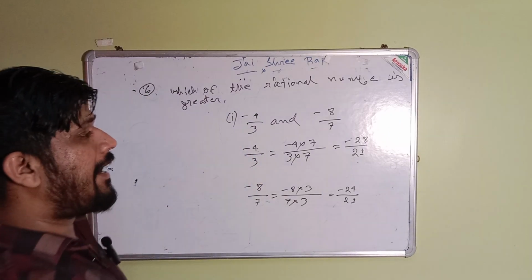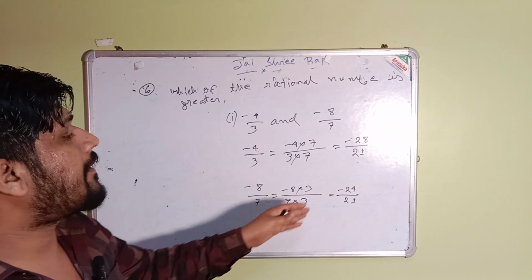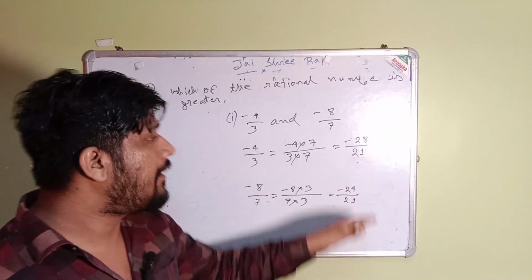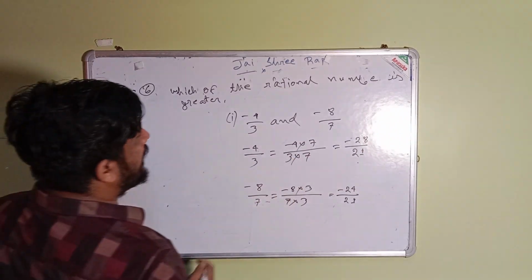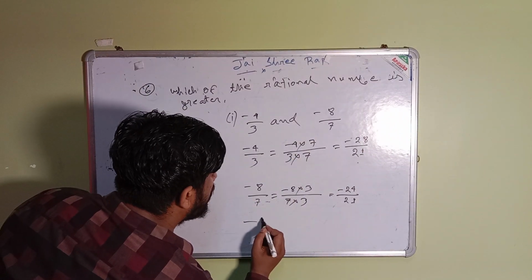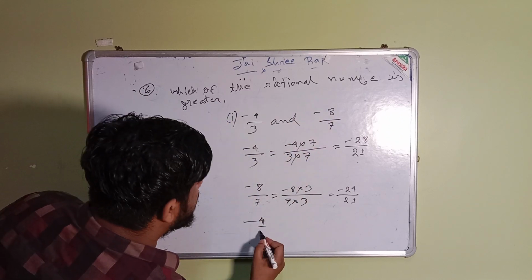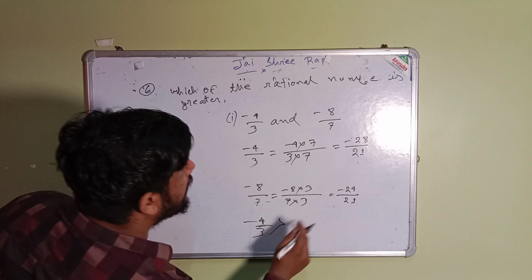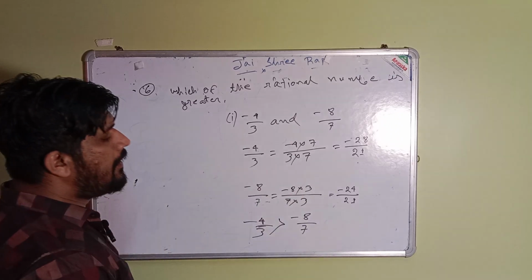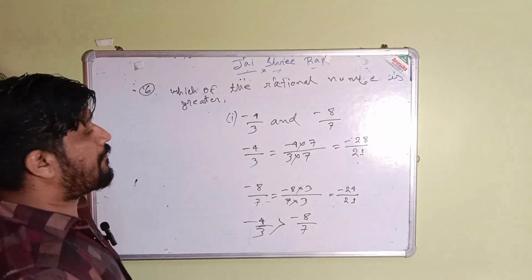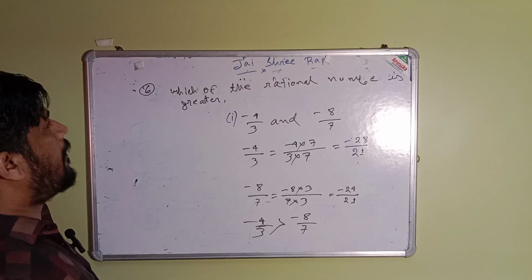Now I can easily tell, as I already told, that in negative numbers, the number with the larger digit is lower, and the one with the smaller digit is greater. The question is which of the two rational numbers is greater? So minus 4 by 3 is lower than minus 8 by 7. Okay, clear your doubt? Next day I will complete the next questions also. That is question number 6.